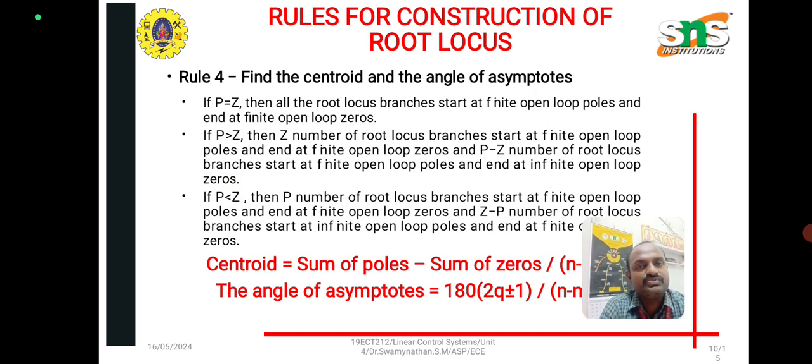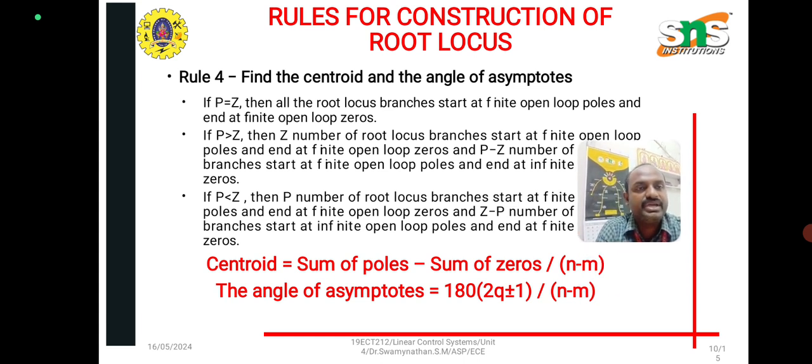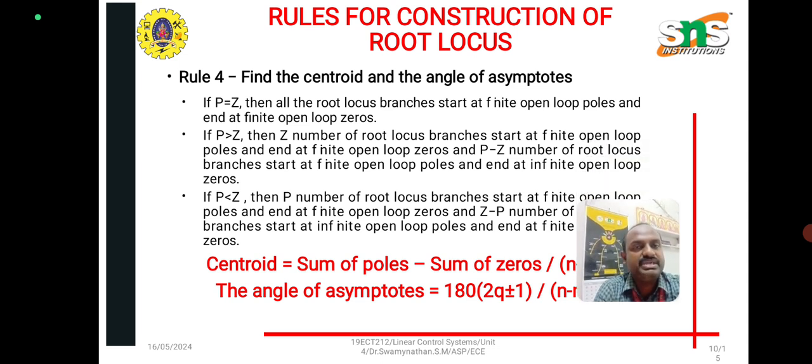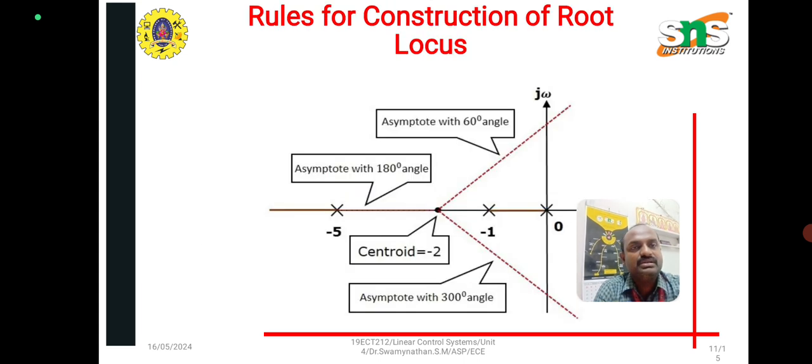And again, rule 4: find the centroid. The centroid formula is the sum of poles minus the sum of zeros divided by n minus m, and the angle of asymptotes is (2q plus 1) times 180 degrees divided by n minus m. Here n is the number of poles and m is the number of zeros. So based on the p and z conditions, it varies. Again, in the example, the asymptotes are at 60 degrees and 180 degrees, and the centroid found using the formula is -2, and another asymptote is at 300 degrees.